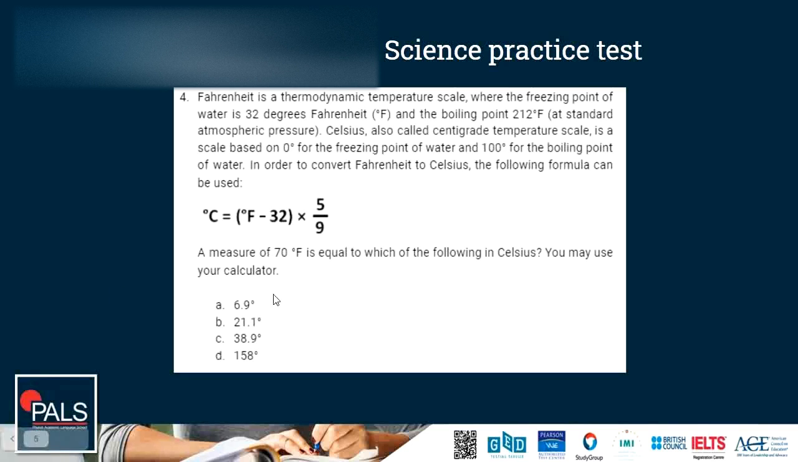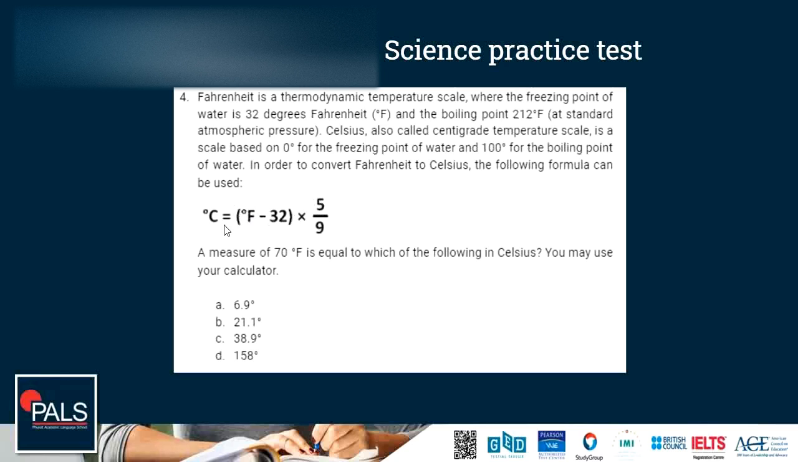The correct answer is B, 21.1 degrees Celsius. So even if you don't have a calculator, the calculation is not too difficult here. We put the 70 degrees Fahrenheit in. 70 minus 32 is 38.